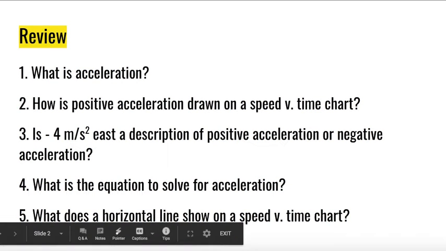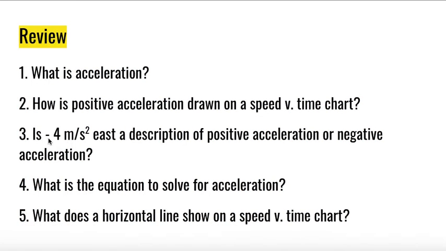Number 3, is negative 4 meters per second east a description of positive acceleration or negative acceleration? Well, the negative symbol here means that it's negative acceleration, which actually means that the object is slowing down, not that it's going in some type of mathematically negative speed. It's slowing down.